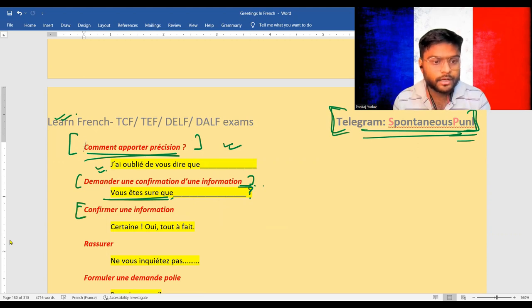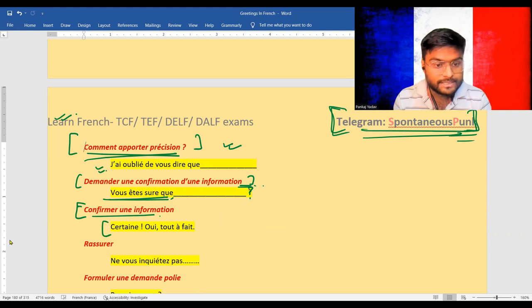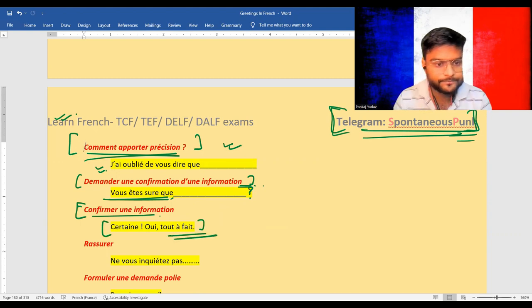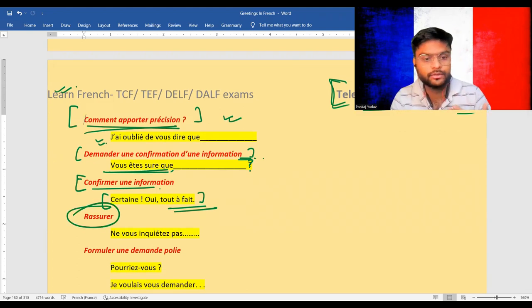Now, confirmer une information. Comment vous pouvez confirmer quelques nouvelles, quelques informations? Alors, vous pouvez dire "Certainement, oui, tout à fait." OK. Comment vous pouvez rassurer quelqu'un?